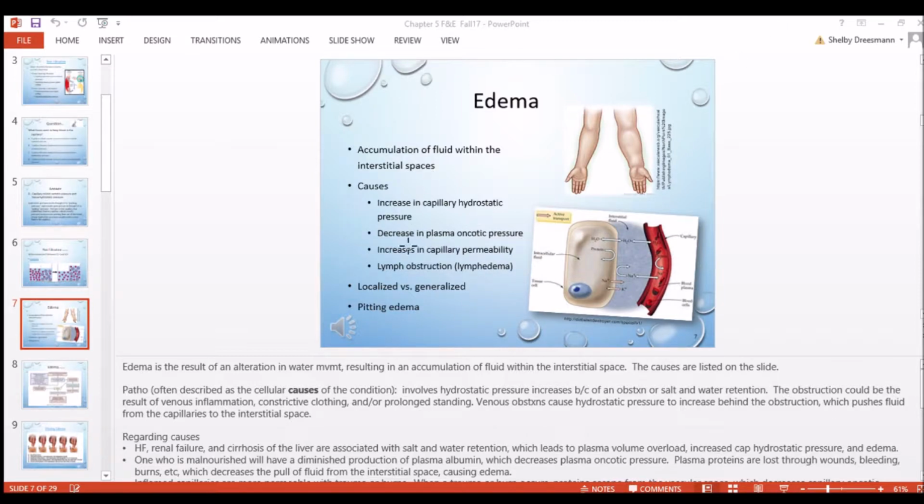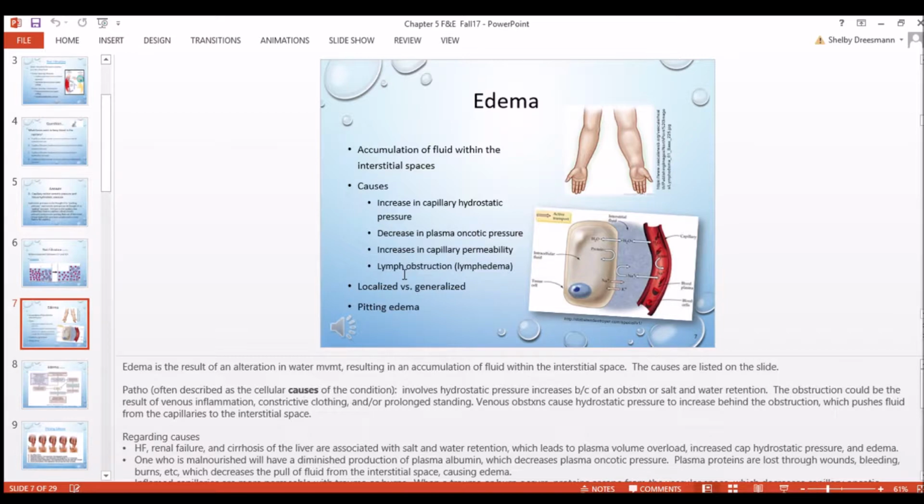So you want more proteins to be able to pull that water back in to the capillary. So now that's what's going to cause the water to hang out in the capillary. So decrease plasma oncotic pressure, increase capillary permeability. So like I said, with the hose building up, that's going to stretch the wall. And now since we're stretching it, we're going to have increased permeability.